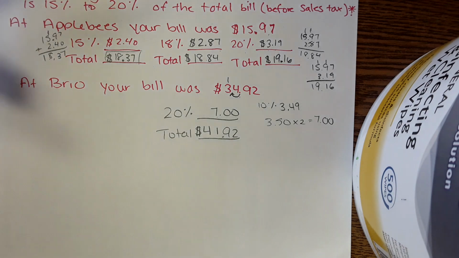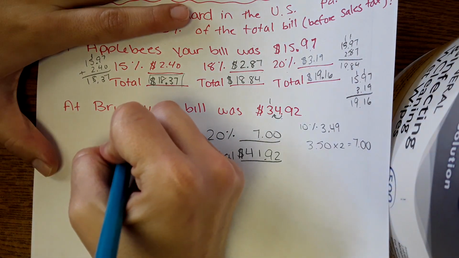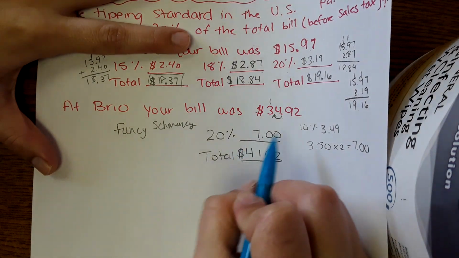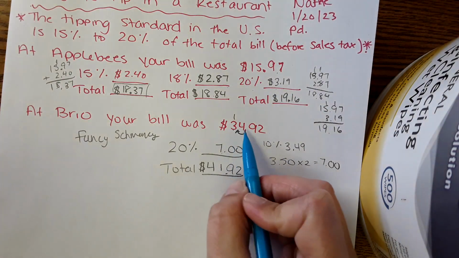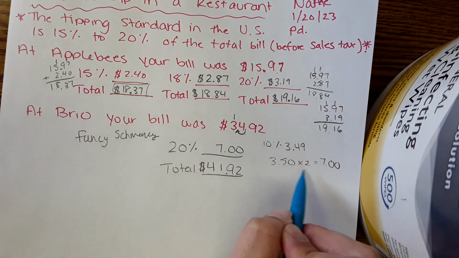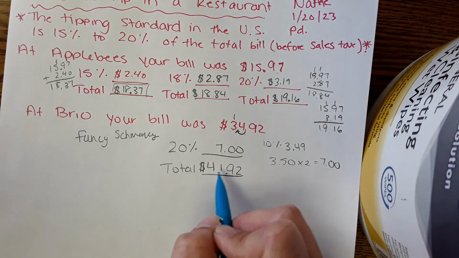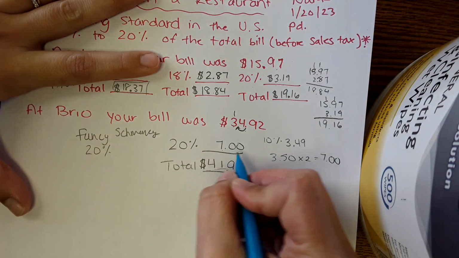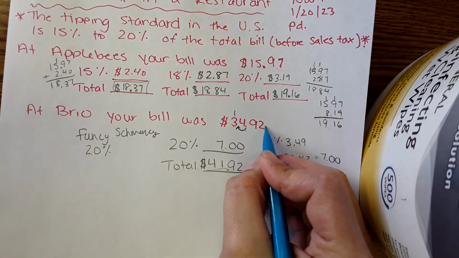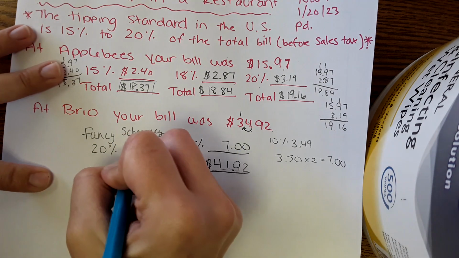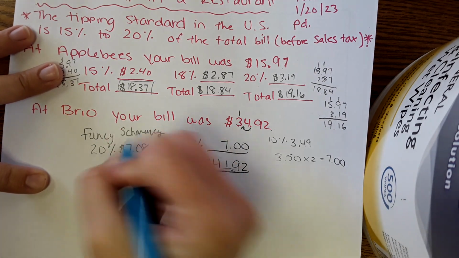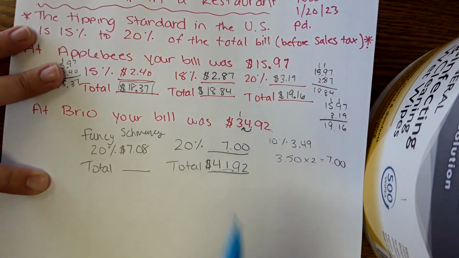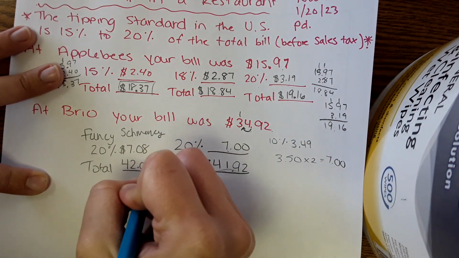Or you could get kind of fancy with it. Fancy schmancy. And you do all this, you find out 10% is about 3.49, which you round to 3.50. You times that by 2, you get $7, but you want it to total out at a whole number. So you could do $7.08, like the 8 cents would make a whole number. So you could do $7.08 as the tip, and then your total would then be $42, even.